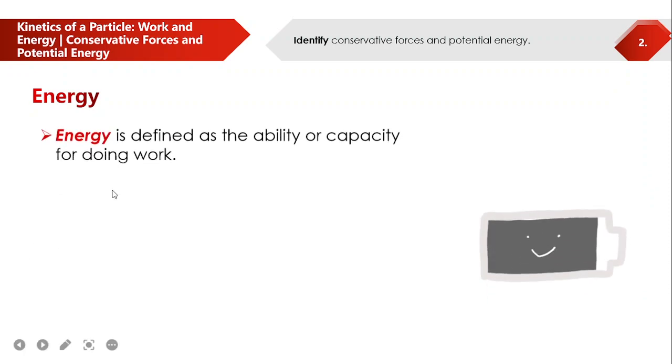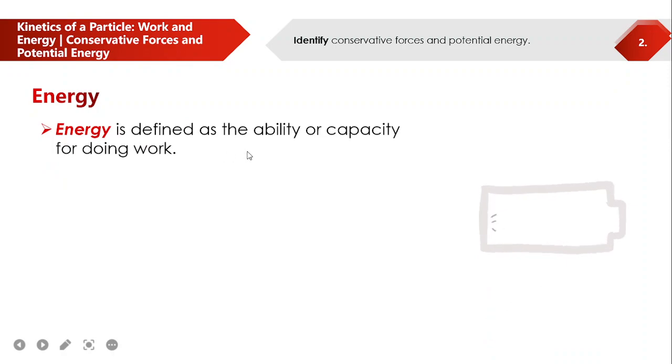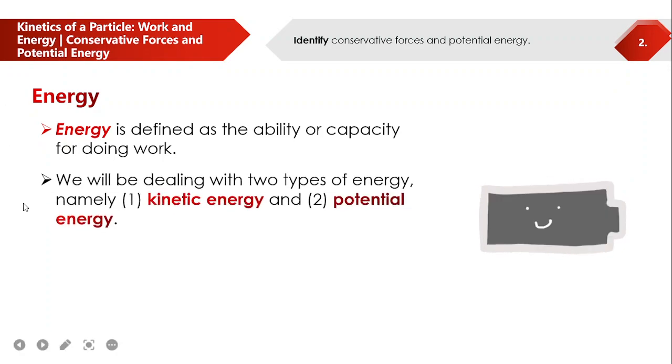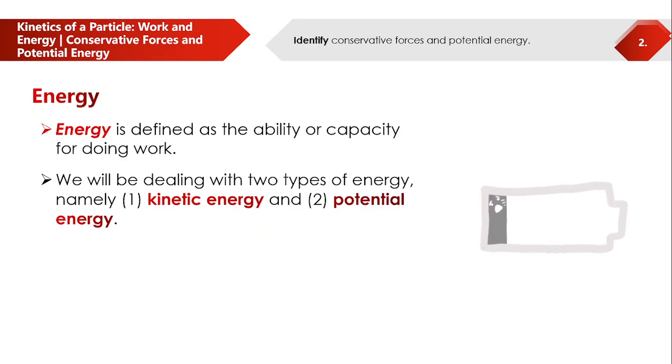So how about the energy? Energy is defined as the ability or capacity for doing work. So that's your energy: the ability of the object, or its capacity, for doing work. Okay? We will be dealing with two types of energy here: kinetic and potential. We already discussed the kinetic energy, which is equal to 1/2 mv squared. Okay, that's your kinetic energy.